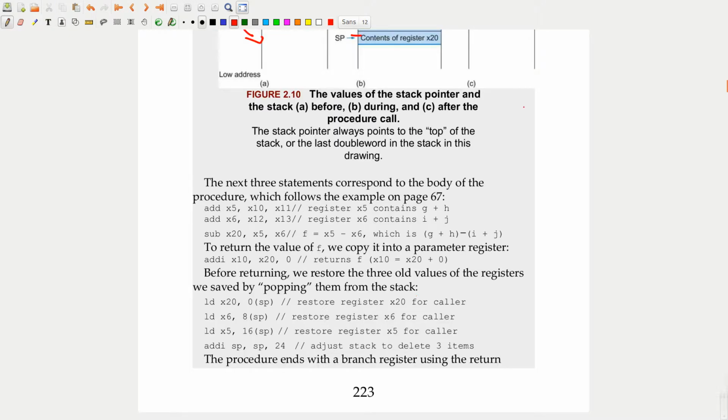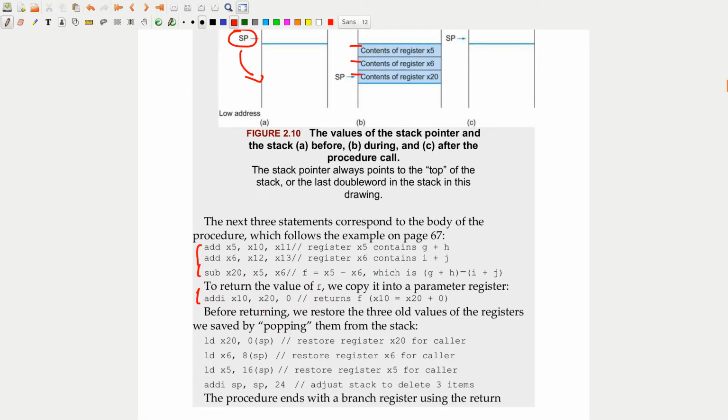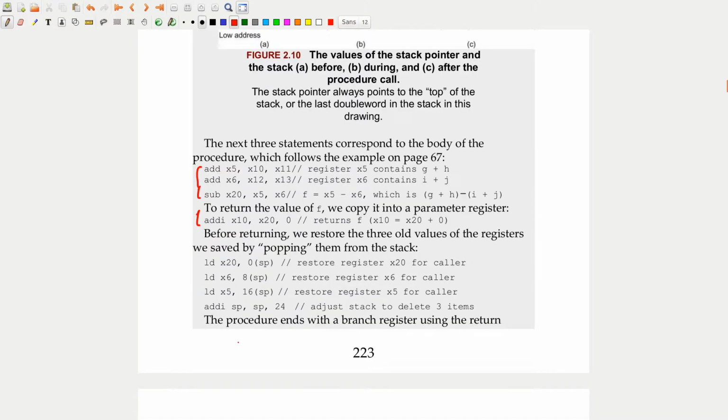And then after we do some procedure, in this case adds, subtracts, maybe an add immediate, that's fine. What we do is we have to load that data again in order to restore the stack. So we have to load what was in the stack pointer, or what we calculated on. We did these calculations: x20, x6, and x5.